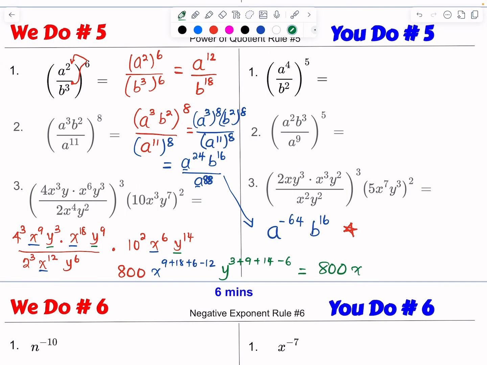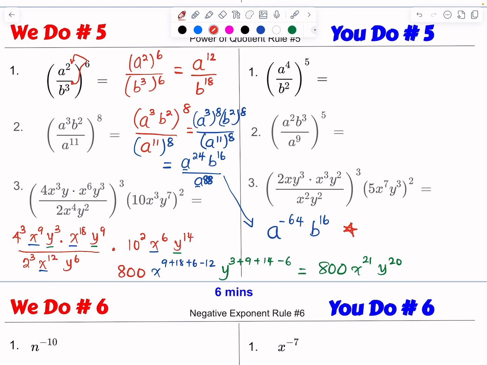27 plus 6, that should give me 33. And if you subtract 12 from that, that should give me 21. If I'm right, that should give us 21. And then what is 3 plus 9? That should give me 12 plus 14. That should give me 26. Minus 6, that should give me 20. So this should give me 20. I hope this is right.